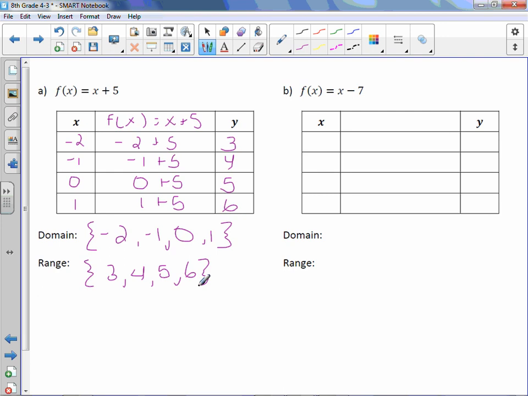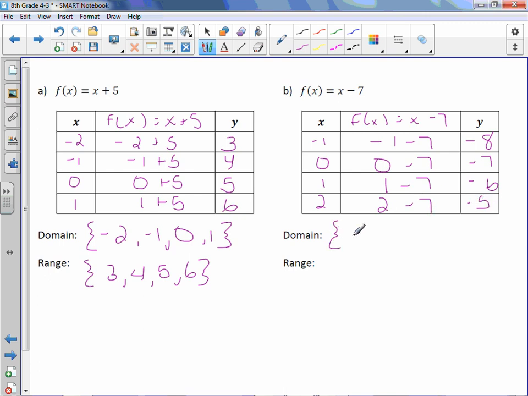Letter B. f of x equals x minus 7 goes in the center box. And let's pick some values. This time, just to switch it up a little, I'll pick 2 positives instead of 2 negatives. So -1, 0, 1, and 2. And plug in all of these numbers into x minus 7. So -1 minus 7 is negative 8. 0 minus 7 is negative 7. 1 minus 7 is negative 6. And 2 minus 7 is negative 5.